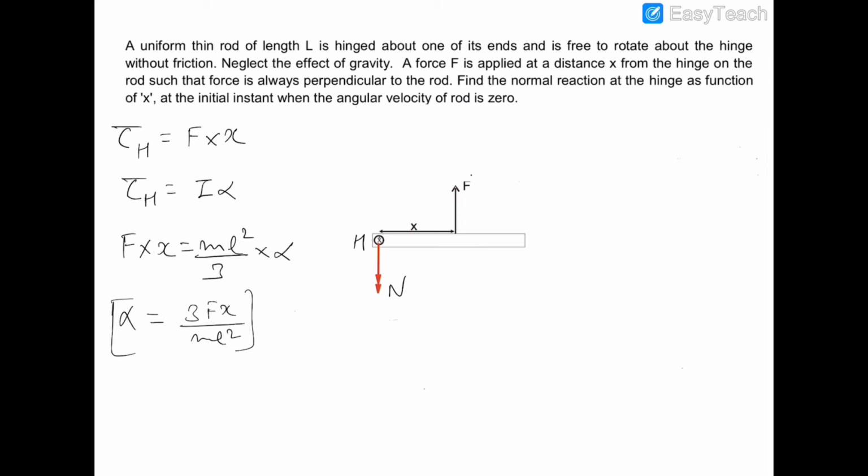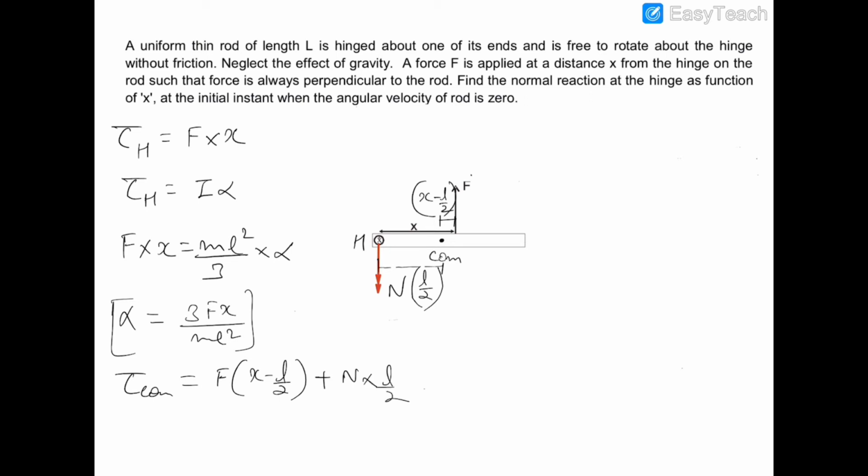Now we can also write the torque about center of mass, considering that the center of mass would be at this point somewhere here, so this is L by 2. I'm just assuming that the center of mass is between F and normal reaction. Okay, so the distance of F from the center of mass would be x minus L by 2. So the torque about COM will be F into (x minus L by 2) plus N into L by 2.